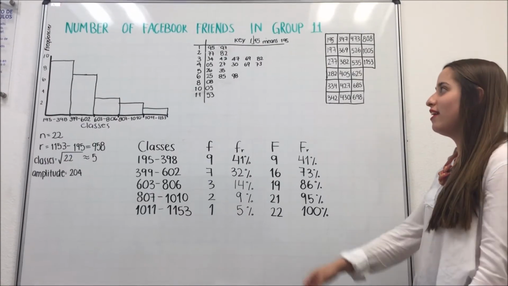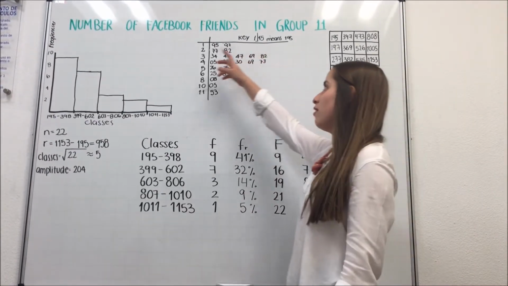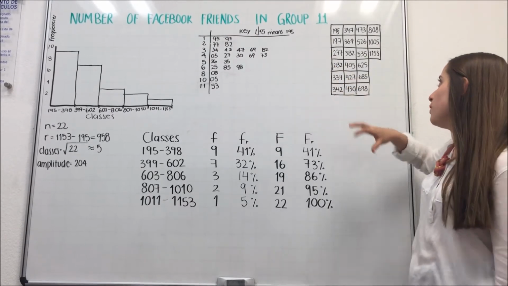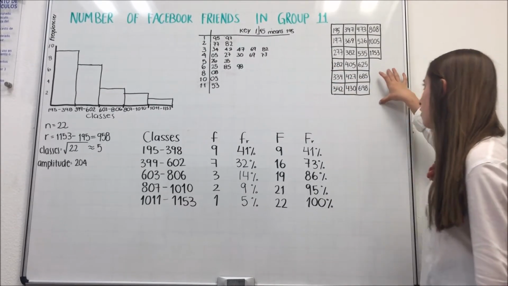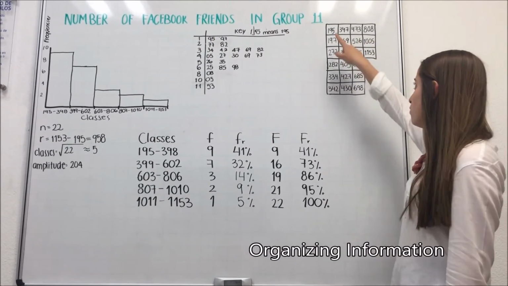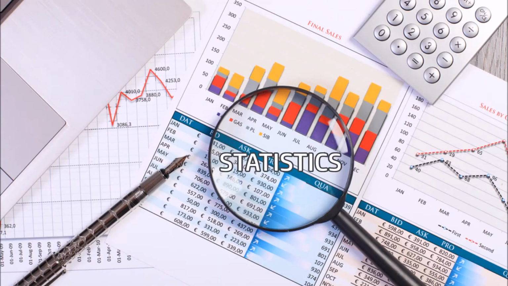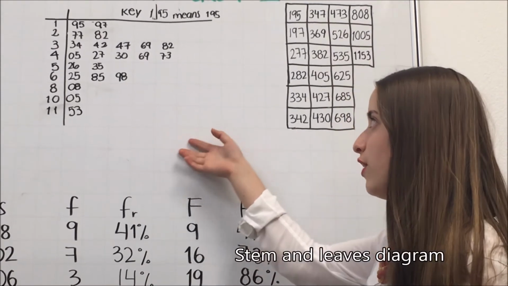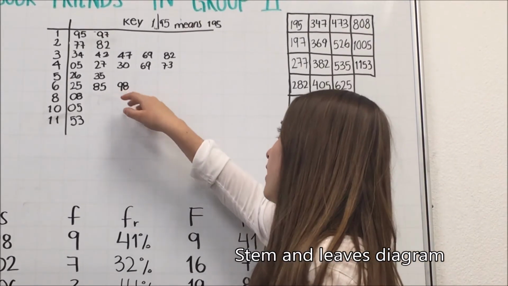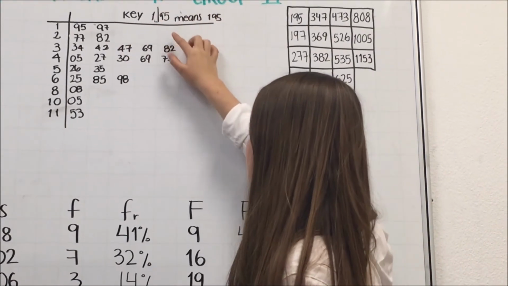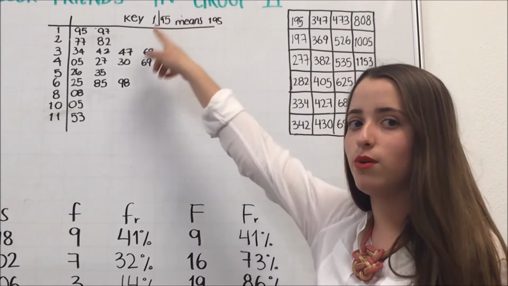The survey we made was a research on the number of Facebook friends each student in group 11 has. The information we got were 22 results from the students. Here we organized them on a table from the lowest to the highest. So here we constructed a stem and leaves diagram where we have our key. Our key says that one line 95 means 195, and so on.